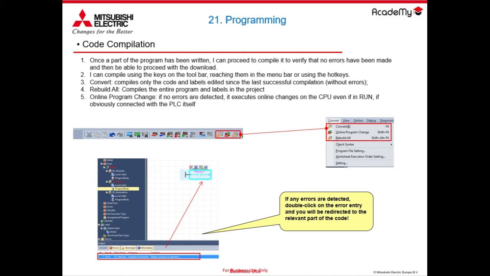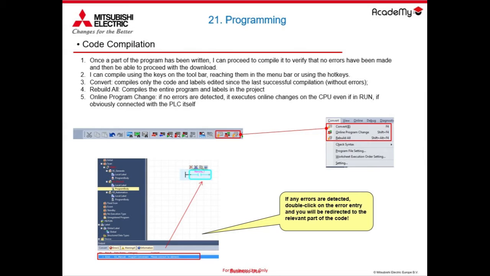Okay, compiling the code. Once part of the program has been written, I can proceed with compiling it to verify that no errors have been made, and therefore be able to proceed with the download. The different convert option will appear here at the top, just like convert, and it follows the compilation of only the code of the edited labels from the last compilation performed.